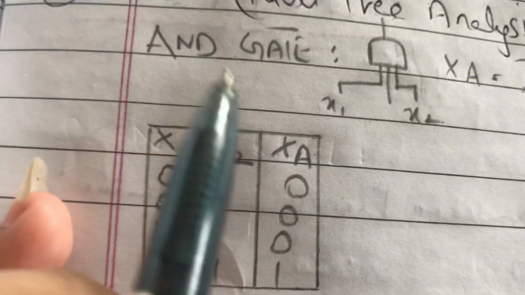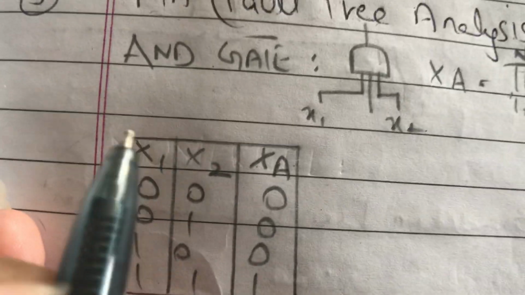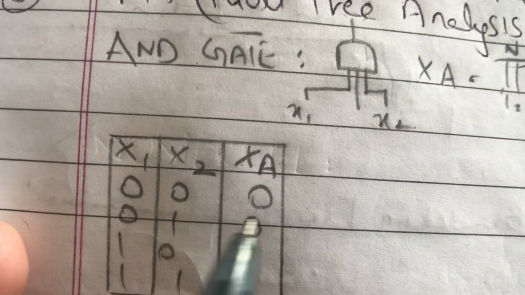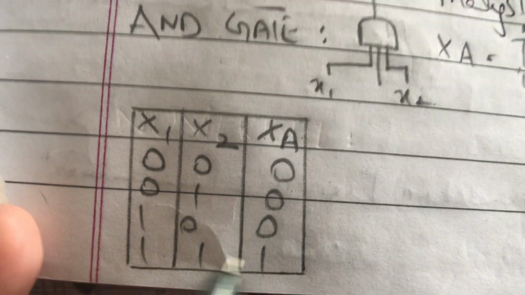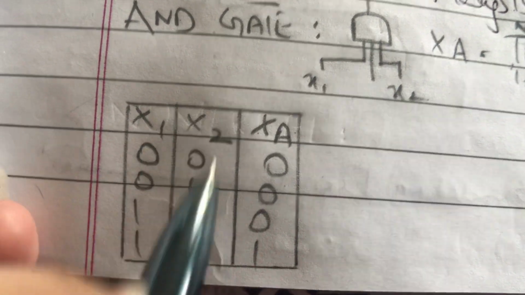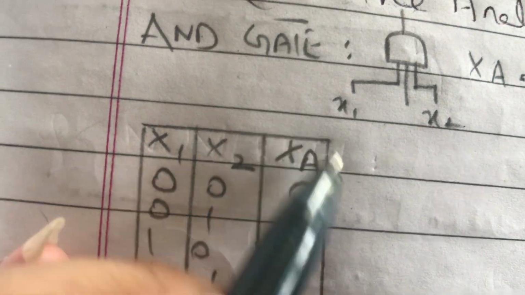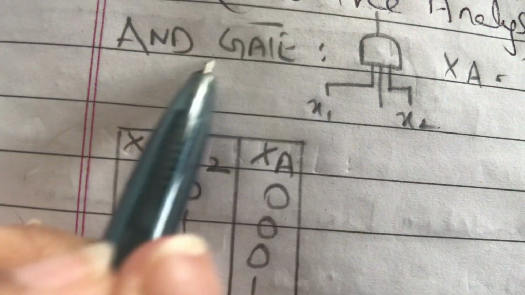Simply, in AND gate we basically multiply. 0 into 0 is 0, 0 into 1 is 0, 1 into 0 is 0, and 1 into 1 is 1. So we multiply all the inputs, and we get our output, we get the result. So this is the property of AND gate.